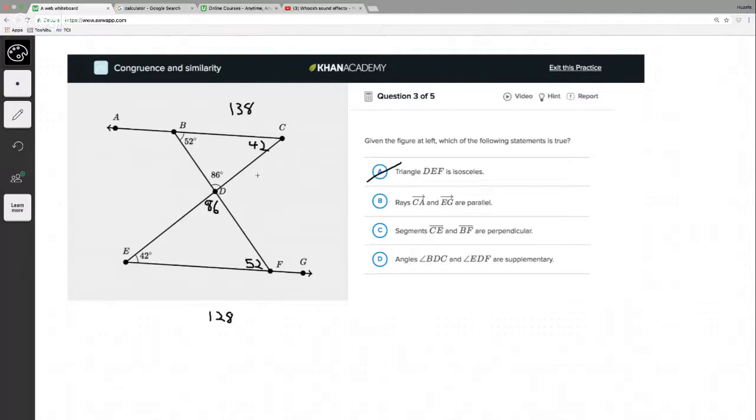These two triangles are scaling. Segments CA and EG are parallel. This is true, but I'm going to come back to that. That is true, and that is probably our answer, but let me come back to it, and I'll show you why in a second.